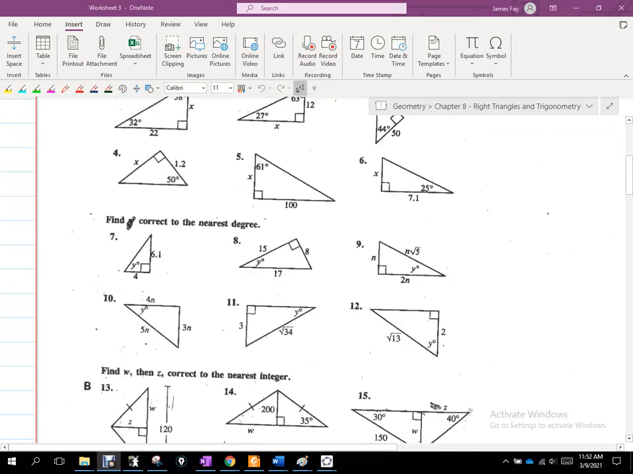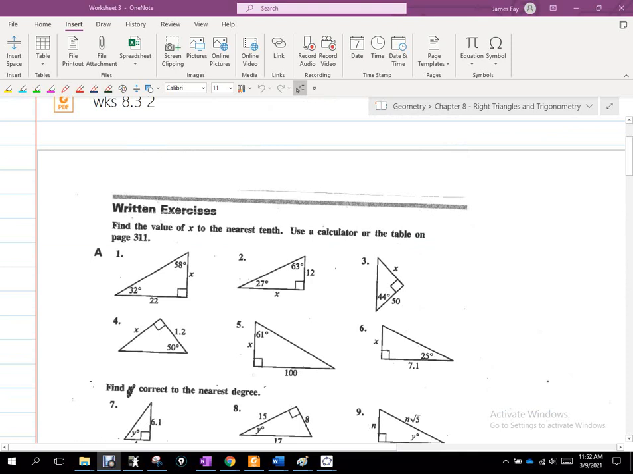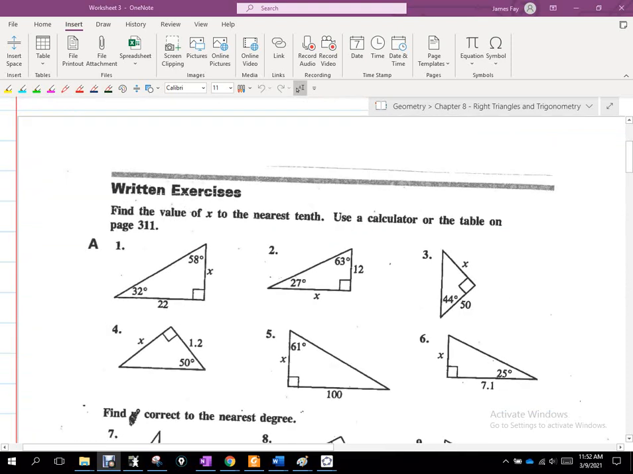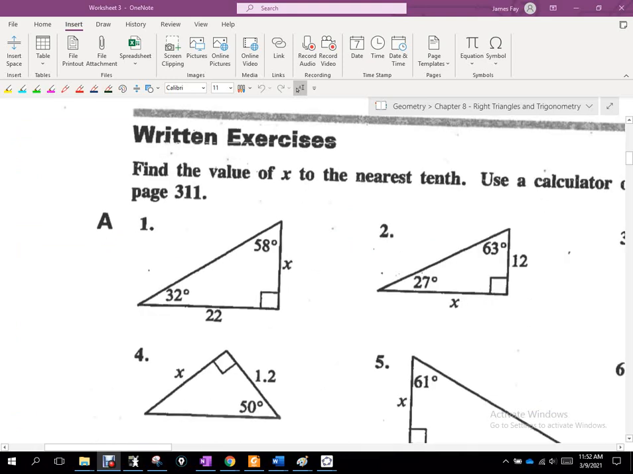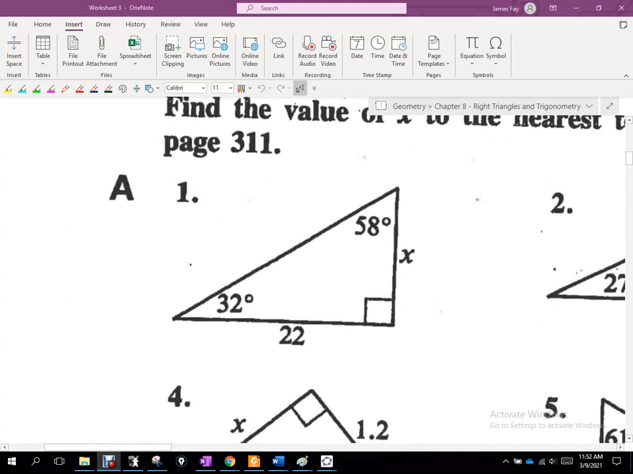But the first one I want you to do, just to get in the mode of the process, go ahead and solve question number 1 there. Solving for x, and there's multiple ways you can do that, but use the knowledge that we've attained to solve for x there. I'll give you about 2 or 3 minutes to do that.